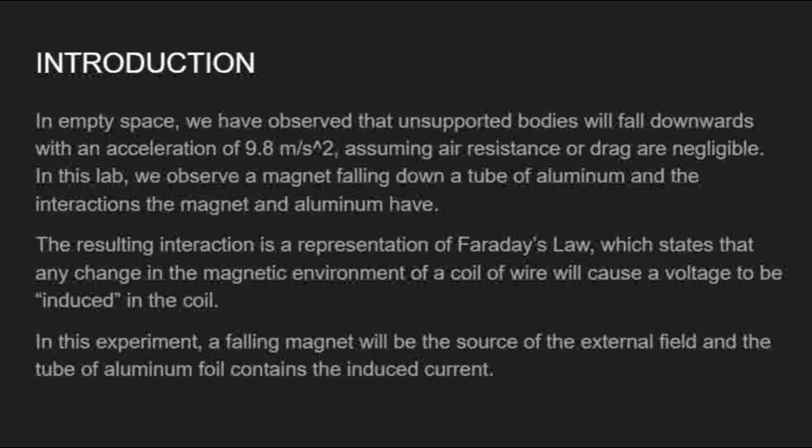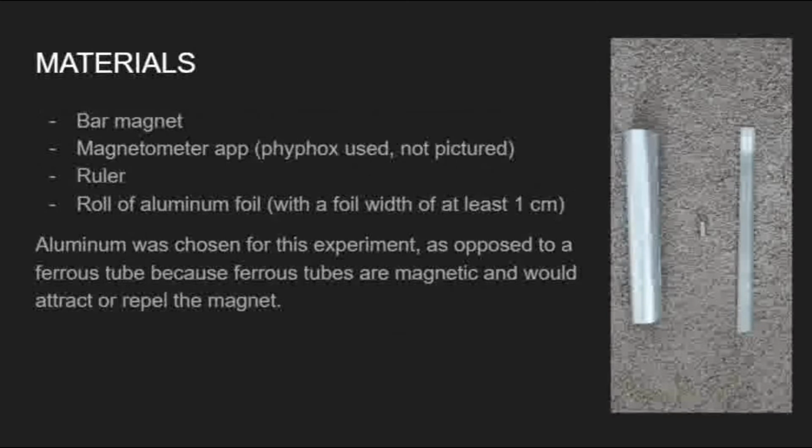In this experiment, a falling magnet will be the source of the external field, and the tube of aluminum foil contains the induced current. These are the materials that we will be using for this lab. Aluminum was chosen for this experiment as opposed to a ferrous tube because ferrous tubes are magnetic and would attract or repel the magnet.